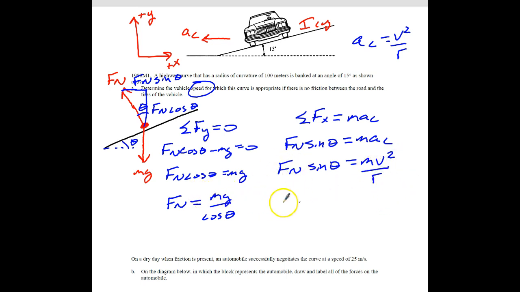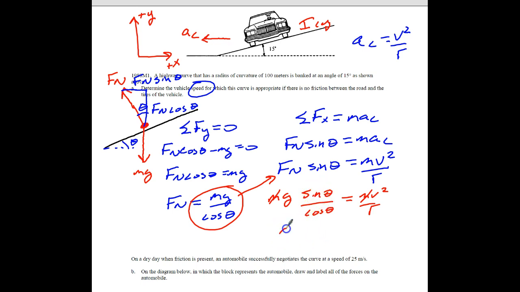We have an expression for Fn, so we can get Fn out of there. So let's take this and move this here. So now we have mg times the sine of the angle all over the cosine of the angle is equal to mv squared over r. Mass will not matter here. The sine over cosine is tangent, so this would be g times the tangent of the angle is equal to v squared over r. We're going to multiply both sides by r and take the square root of both sides so that your final equation should be v is equal to the square root of g times r times the tangent of the angle.